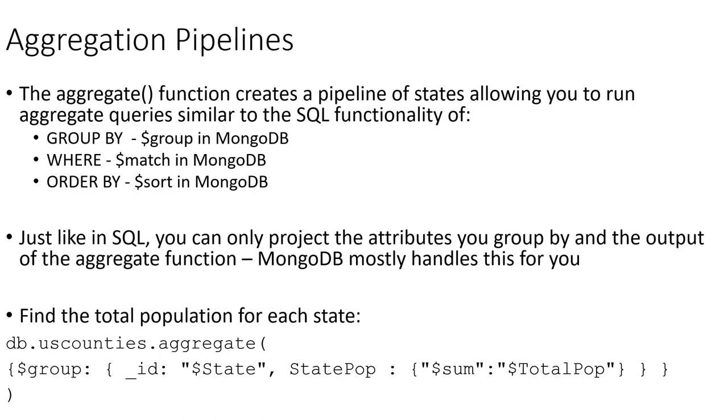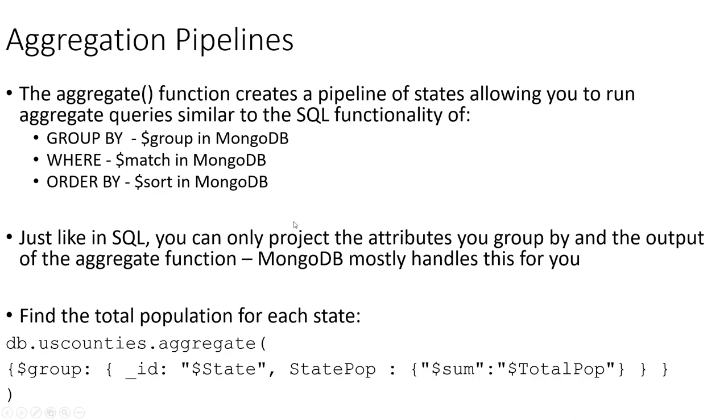So we're going to pass up to three objects into our aggregate function: the $group object, which is similar to group by in SQL, the $match object, which is similar to where in SQL, and then $sort, which is similar to order by. Now, just like in SQL, we can only project attributes that are either the attributes we're grouping by or the output of the aggregate function.